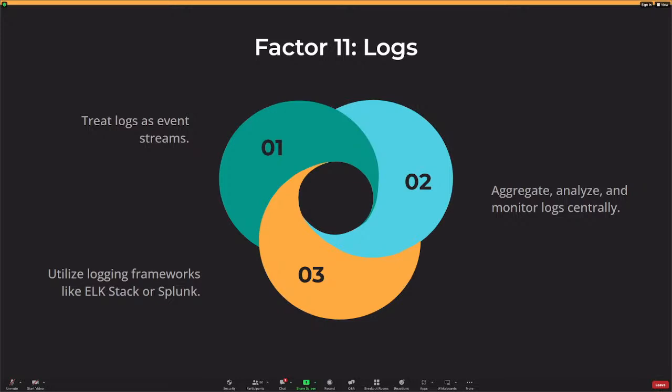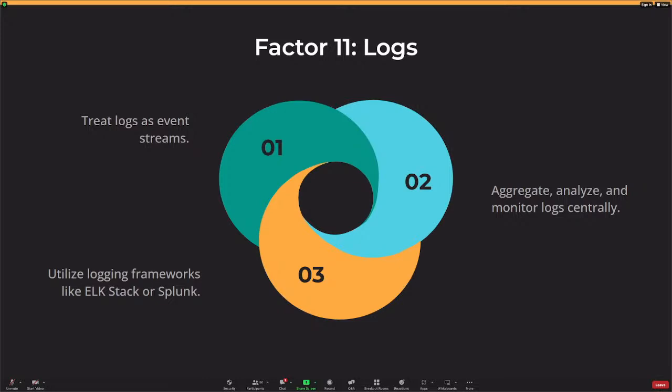So on factor number 12 of our 12 factor app methodology, we will be talking about admin processes, right? Admin processes might be some kind of database migration or other kinds of stuff that we might need to be doing while building a software. It can be anything ranging from database migration to some other administrative tasks on the application.